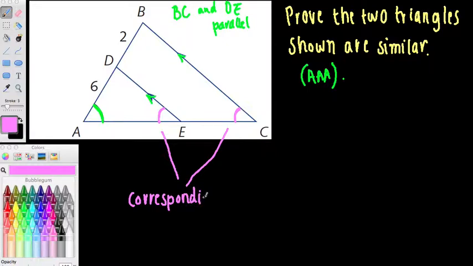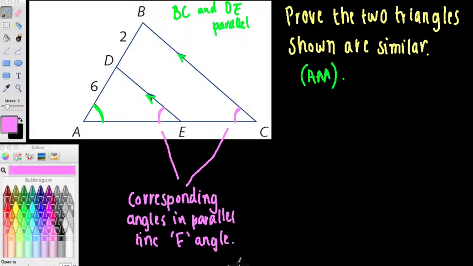That's better. Corresponding angles in parallel lines. So you might remember this as an F angle from last year. So these two must be the same. Now have a look. Do we have enough information now?